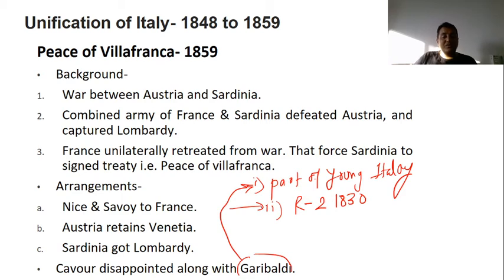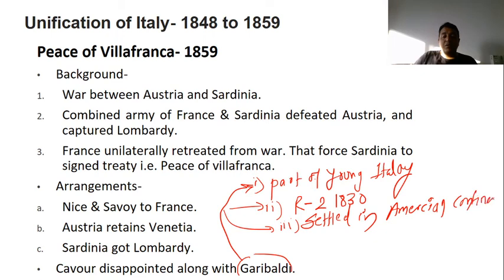With the suppression of this revolution, he escaped and settled in America, not the USA, but the American continent. Yes, he settled on the American continent. After many years, when he realized the situation in the Italian-speaking area wasn't favorable for unification, he came back and settled near Sicily Island.